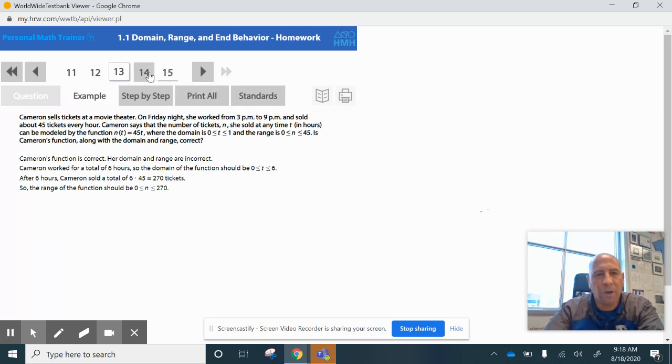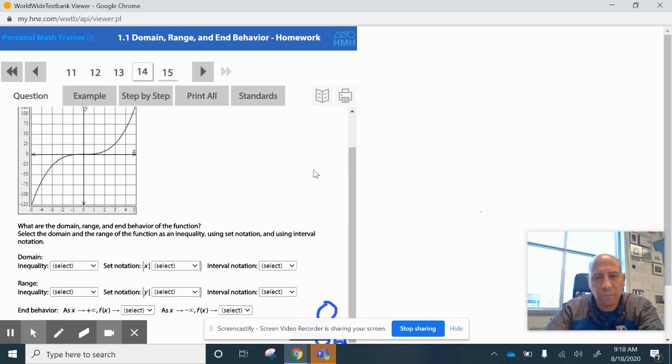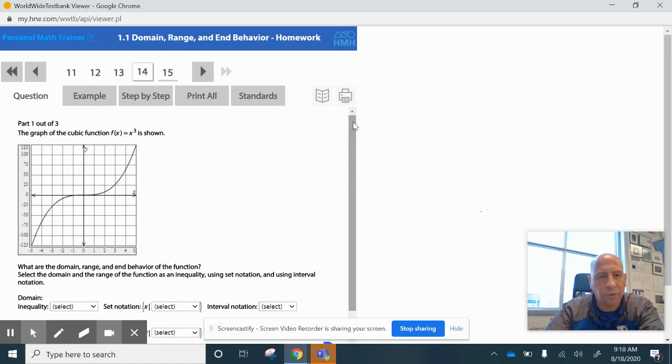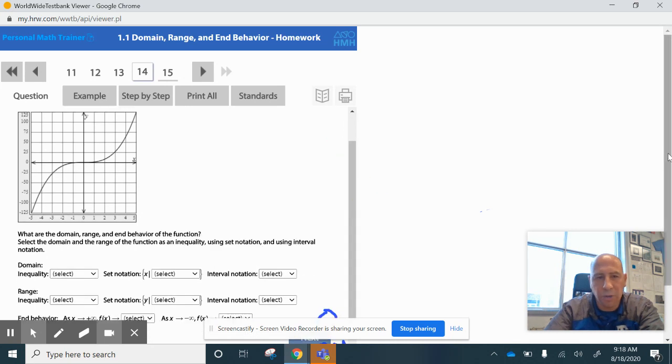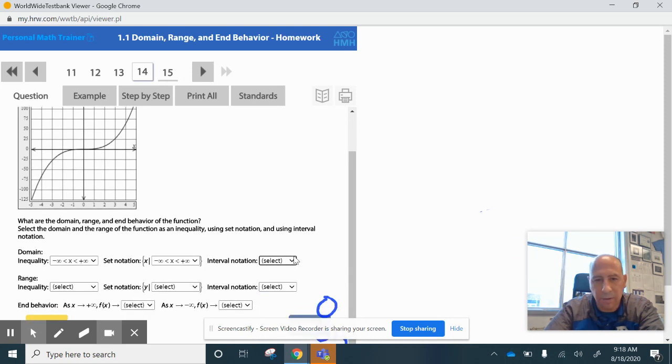All right, so now let's look at 14. The graph of the cubic function f of x equals x cubed is shown. What is the domain and range of the function? Now a cubic function is very simple. It's going infinitely to the left, infinitely to the right for domain. So domain for a cubic is always from negative infinity to positive infinity. And remember, inequality and set notation is the same thing. Now interval notation is, I don't know why my screen is blocked there.